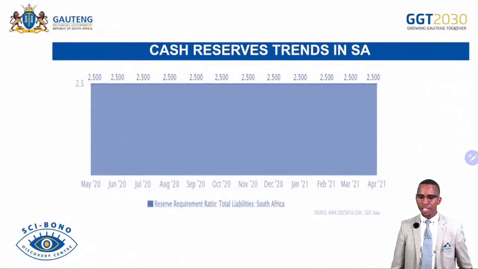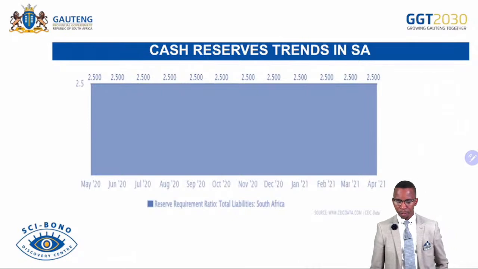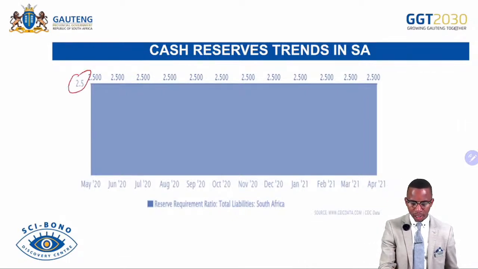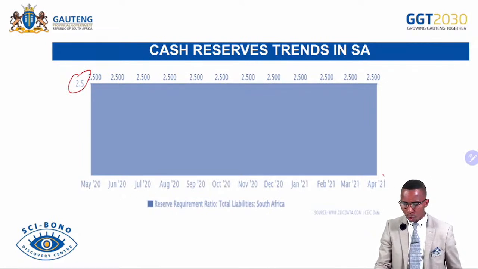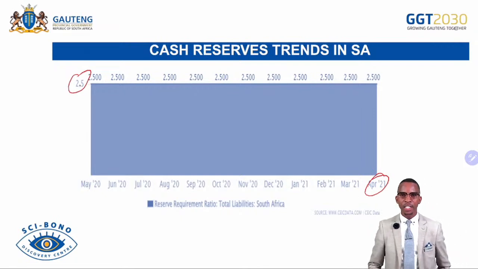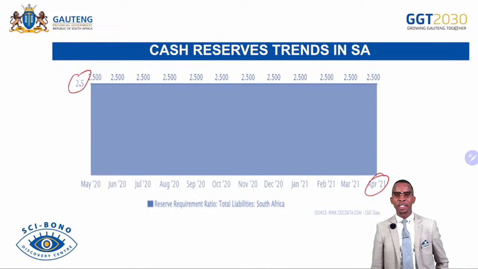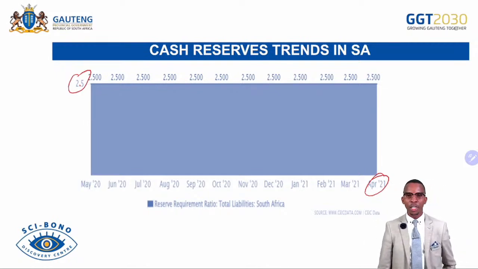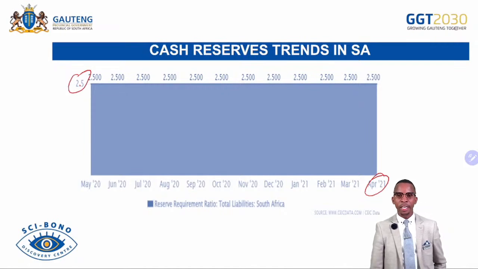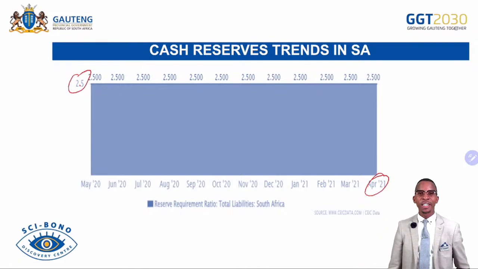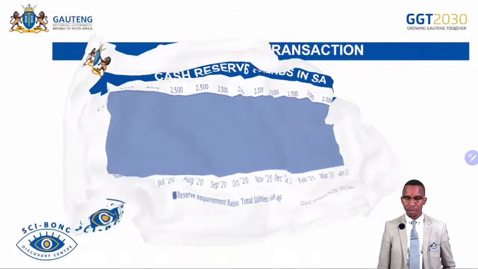So this is the cash reserves trend in South Africa. For 2021, it has been 2.5%, as in the past years. We can check 2020 up to 2021, and it's still 2.5%. That is the cash reserve that commercial banks are forced to reserve or keep, not to give out as loans, in order to manage the availability of money within the economy, so that they can be secured in case they are facing liquidity problems themselves.